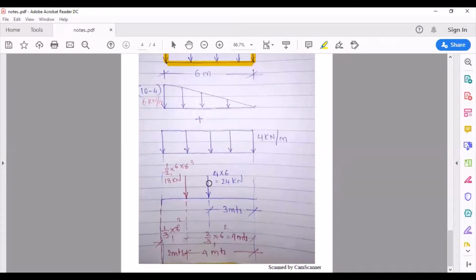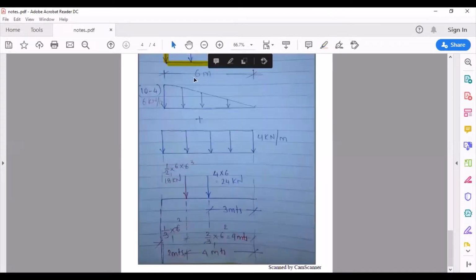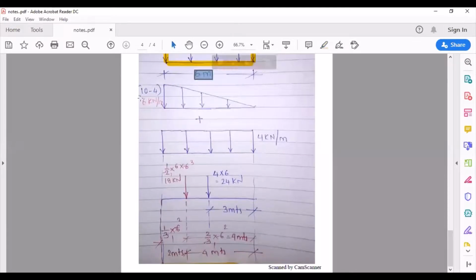Okay. Now let us come to UVL first. How do we convert UVL to a point load? Area of triangle. See here, I have calculated the area of the triangle. It is half base into height, where base is 6 meters and the height is also 6 meters. So half into 6 into 6 gives 18 kilonewton. Now since this end is the base and this is the apex, I have told you the location is 1/3 when measured from base, or 2/3 when measured from apex.